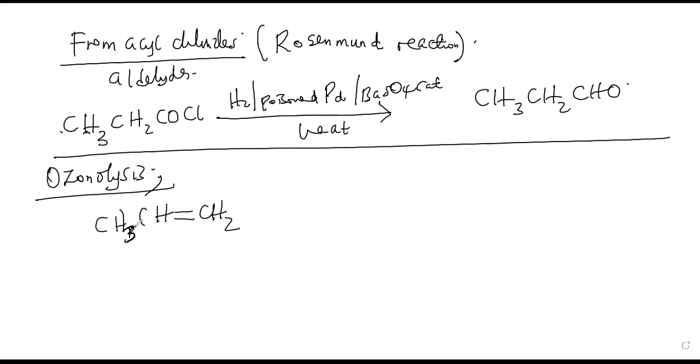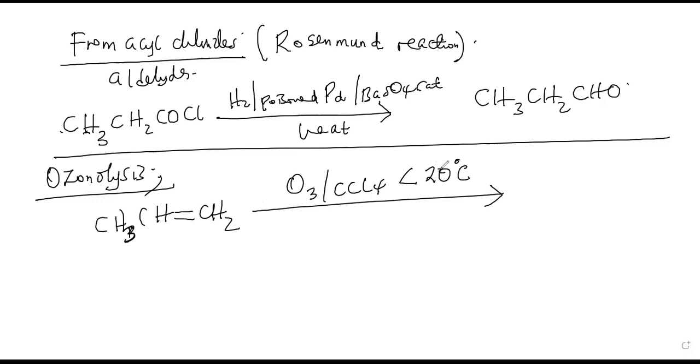This is propene. So we want to treat it with whatever we have mentioned. We treat it with ozone, first of tetrachloromethane. However, I didn't stress the temperature, but I put it there because it's a condition for that reaction to occur at less than 20 degrees Celsius. That is the first item to book.